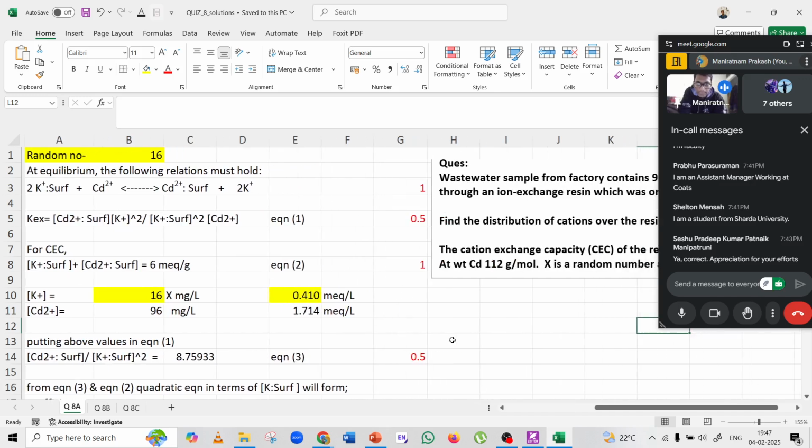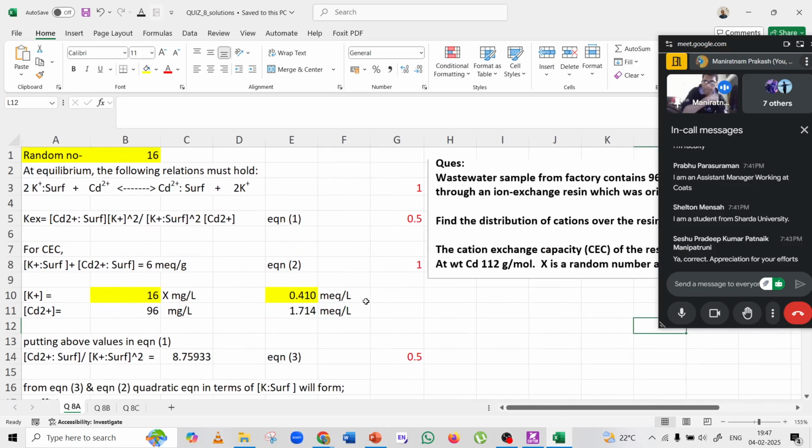As we have less time, I will just directly solve it. First tell me, are you able to see my screen? I hope this Excel is not very small to you. I'm assuming that it is visible.